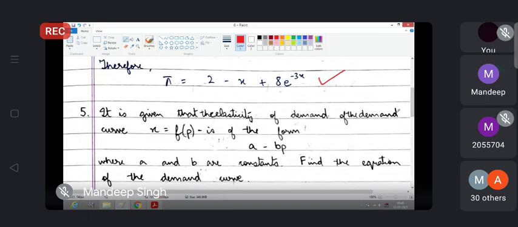Yes, note down question number 5. It is given that the elasticity of demand of the demand curve, where x is a function of p, is of the form a minus bp. Do correct this also. It is written a minus b minus p. It is a minus bp. It is a misprint. Instead, write a minus bp, where a and b are constants. Find the equation of the demand curve.